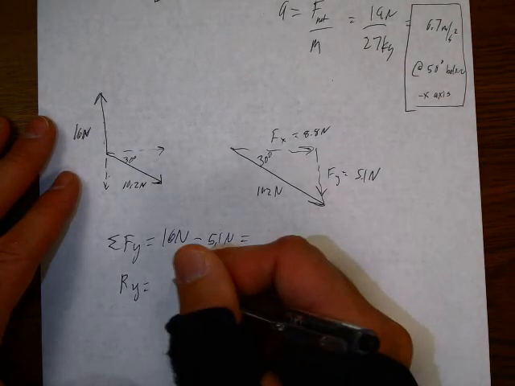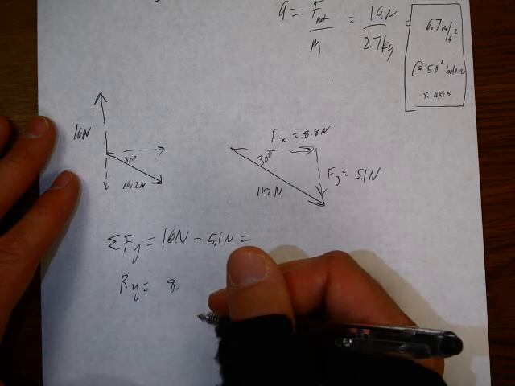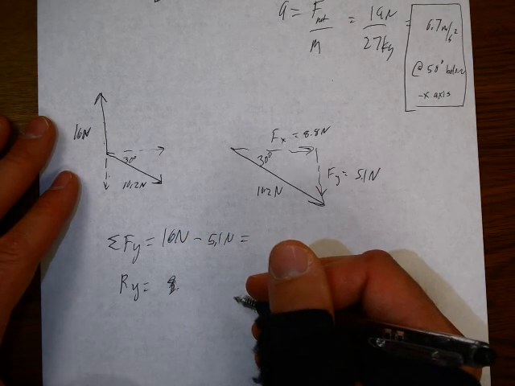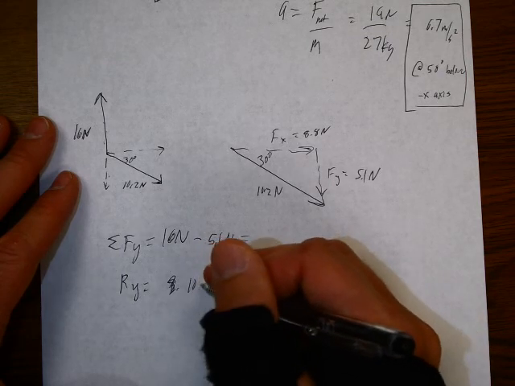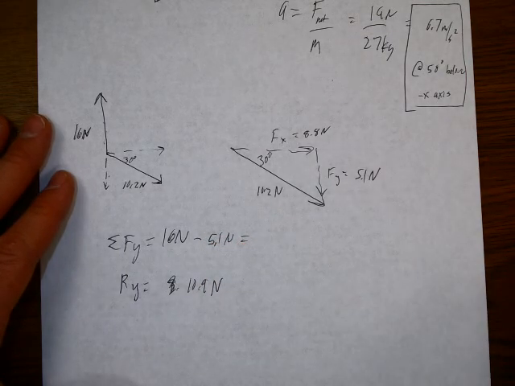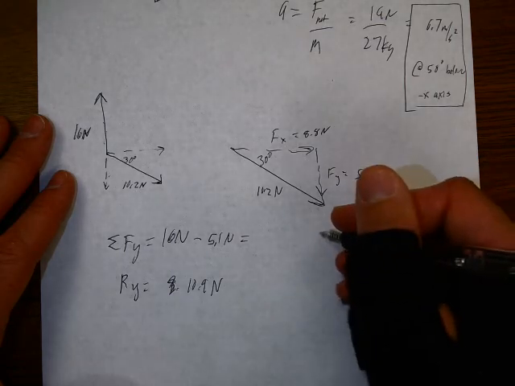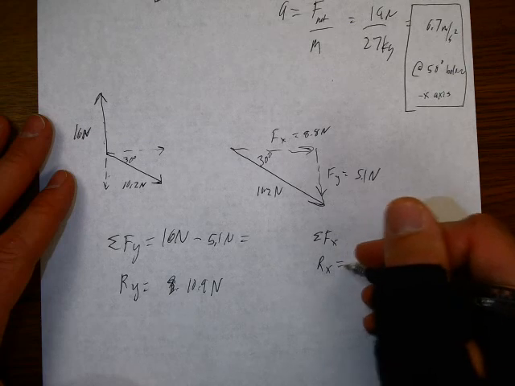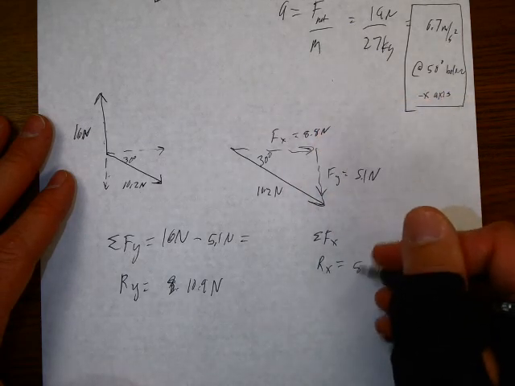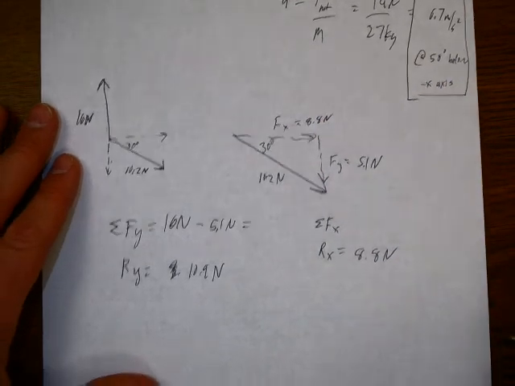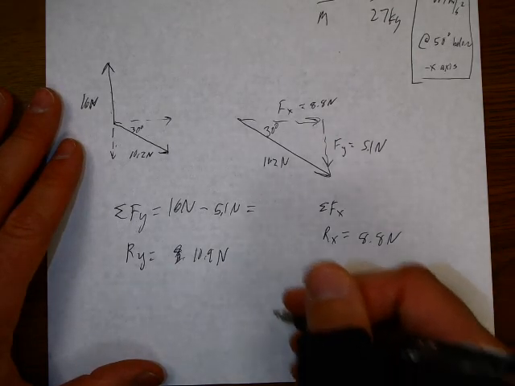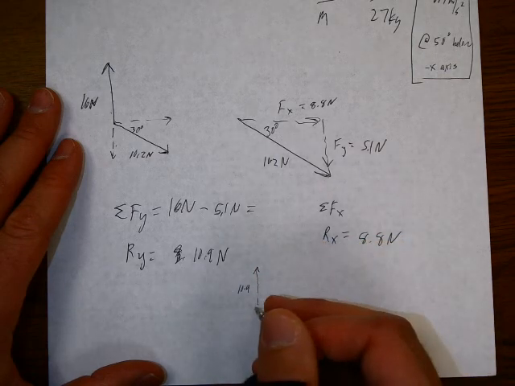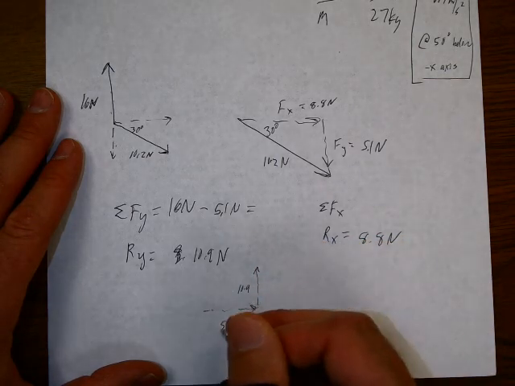Which is, what, 8.9? No. Sorry. How about 10.9? Is that right? That sounds better, doesn't it? Yes. And then we can do the sum of the forces in the x direction, or call it resultant in the x, either one. And that is only the 8.8 because there's no other one in that case. Which tells me that we are going up 10.9 and we are going over 8.8.